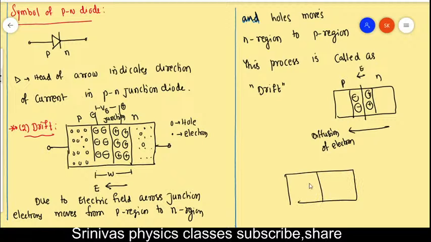In the p region the majority charge carriers are holes, and in the n region they are electrons. These electrons go this side, and here positive ions form. The holes go that side, and here negative ions form because they are gaining electrons. This movement is called diffusion, the motion of the majority charge carriers.